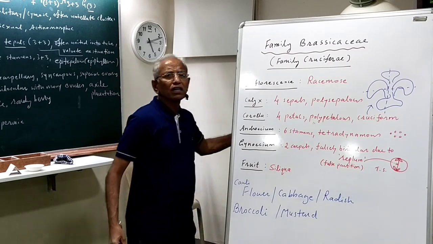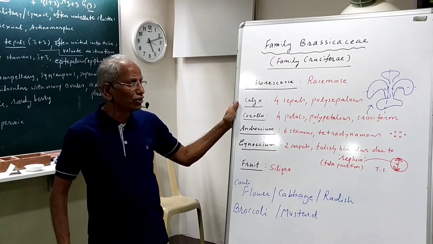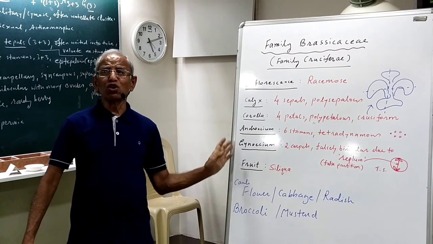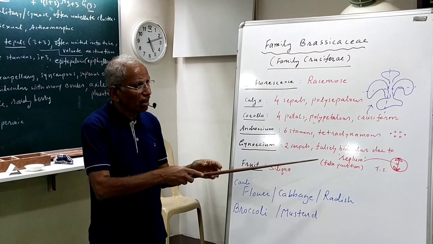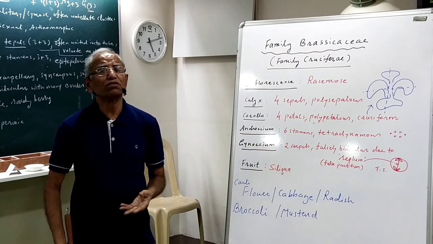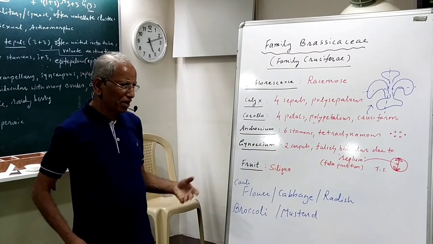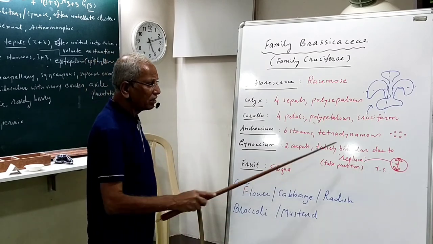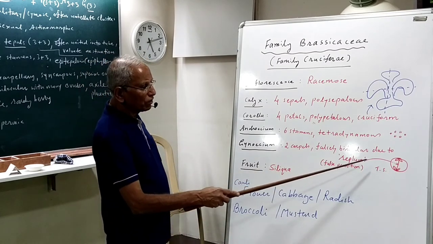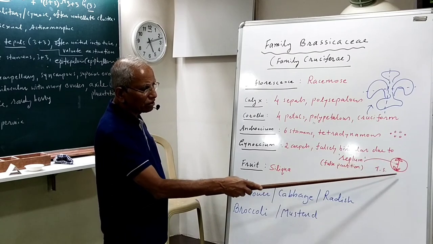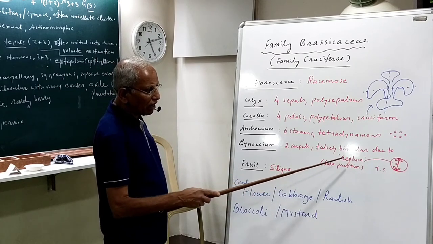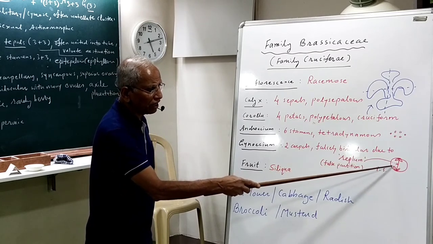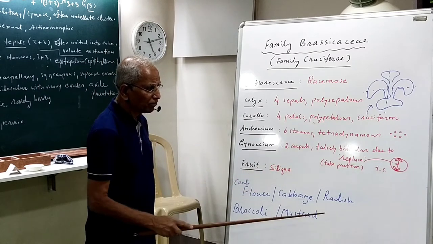That is the limitation in learning morphology, or for that matter, anything in biology. The science is so huge that a single isolated reference like this may be difficult for some students. But yes, you understand, this is also one more type of variation: a bicarpellary condition, which is a section of the ovary, which is bilocular, and there is a false partition, and there are ovules inside.